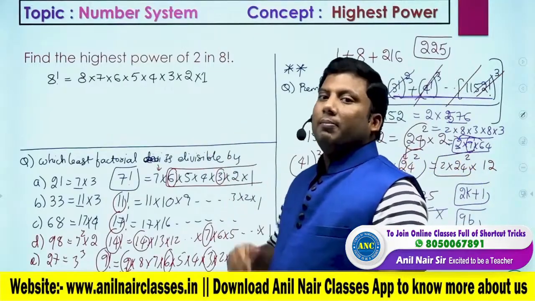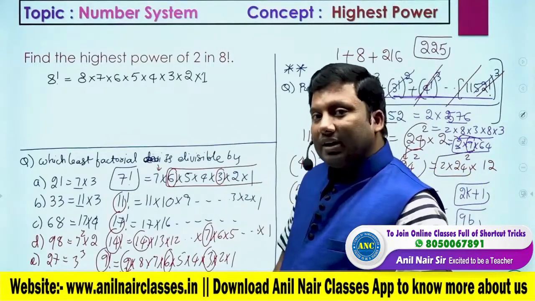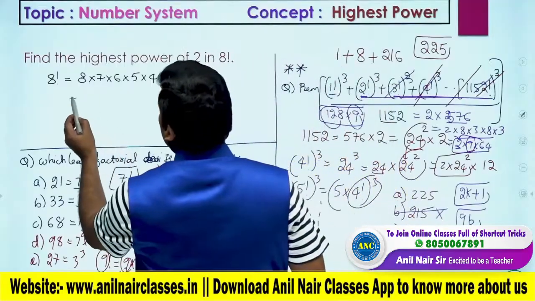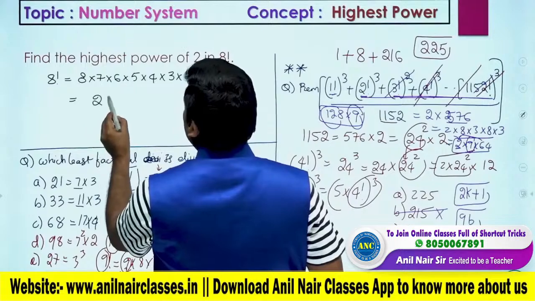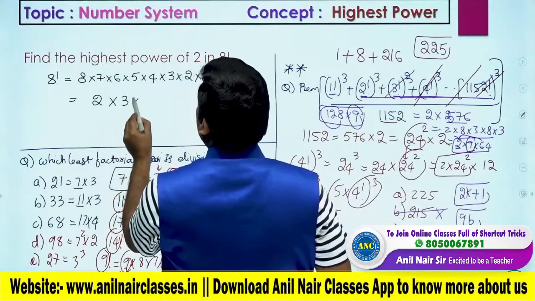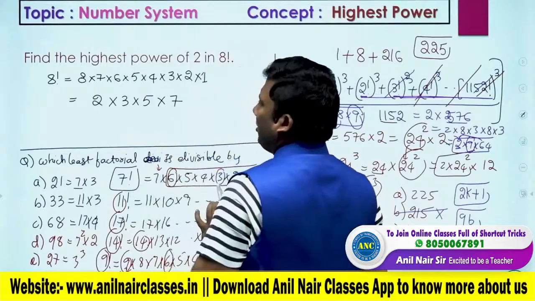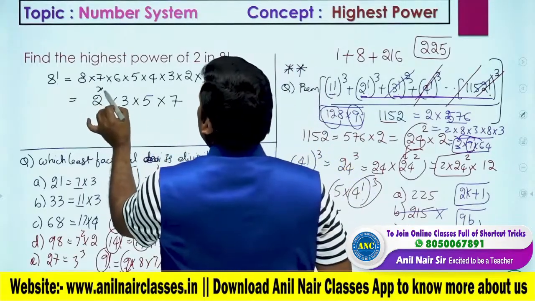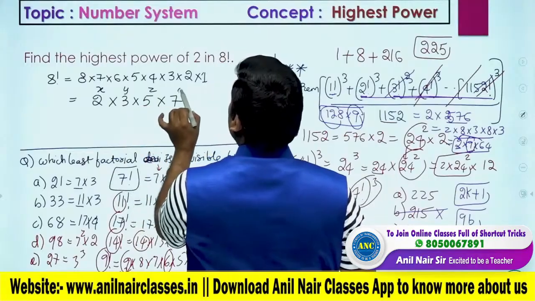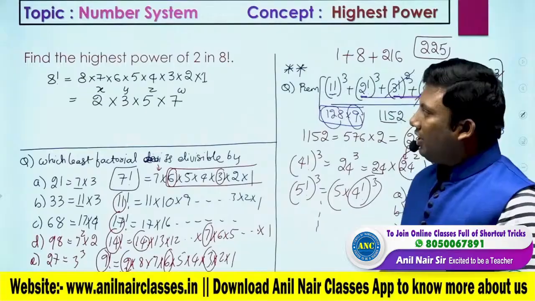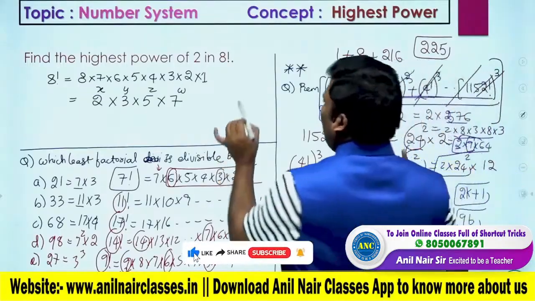Every natural number n factorial can be written as a power of prime bases from 1 to n. N is 8, so it can be written as 2 power something, 3 power something, 5 power something and 7 power something. These x, y, z values are what we need to determine. First we will go with 2.